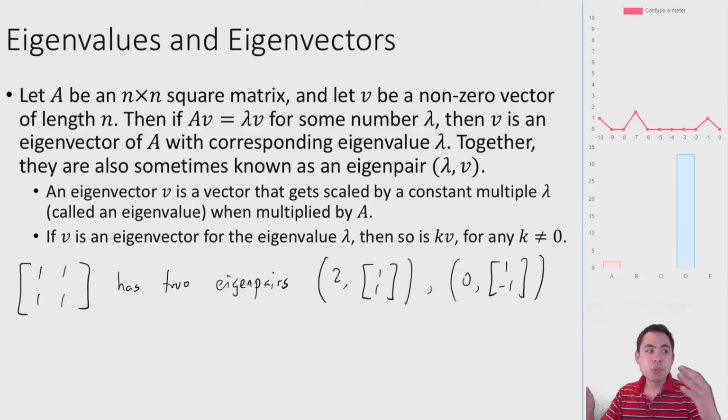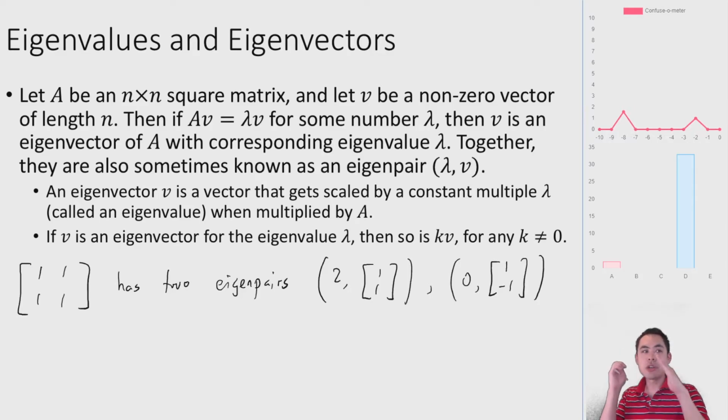So the matrix 1, 1, 1, 1 scales the vector 1, 1 by a factor of 2. So if you start with 1, 1, you get multiplied by 2, and you get 2, 2. But if you have a vector 1, minus 1, that gets scaled by a factor of 0, and so it gets sent to 0. Note that, of course, we can also write out different eigenpairs.